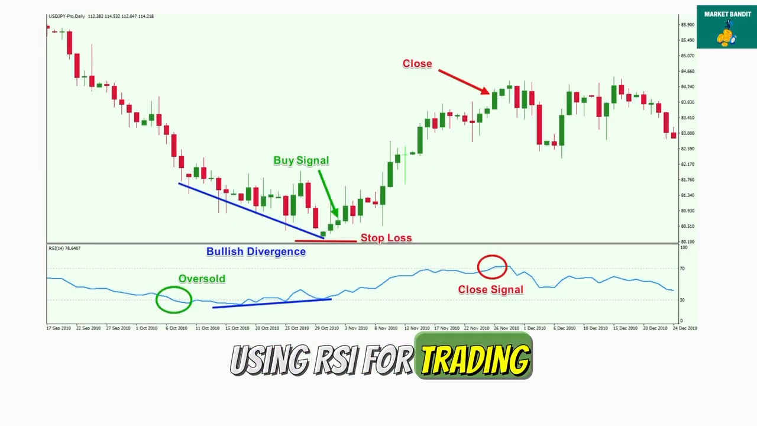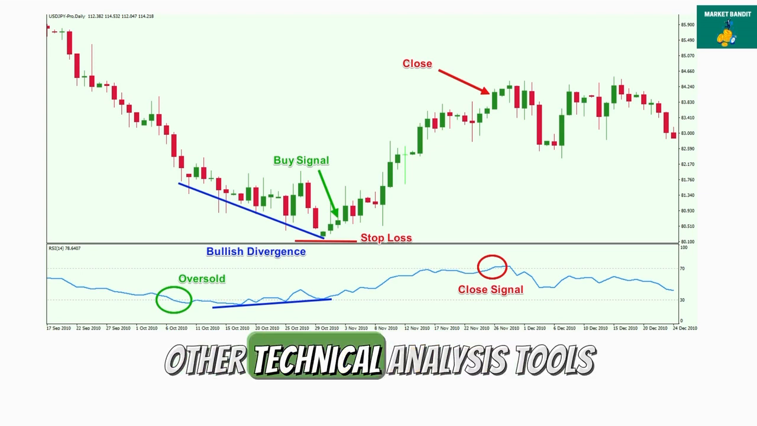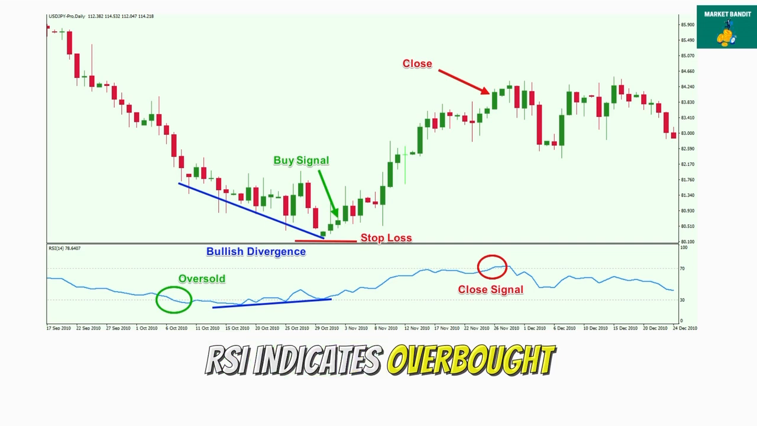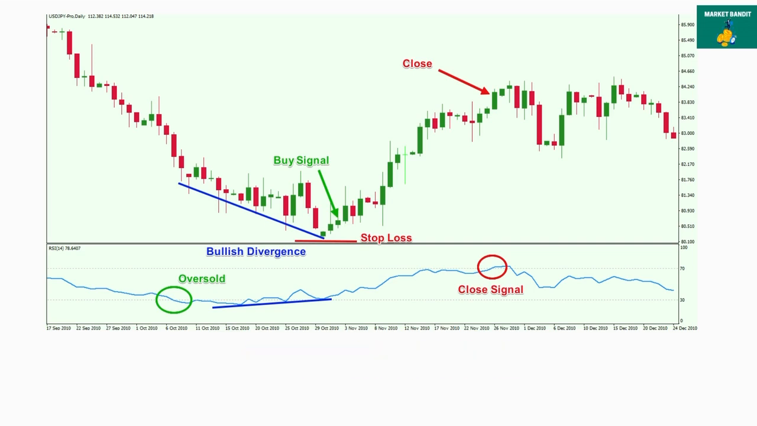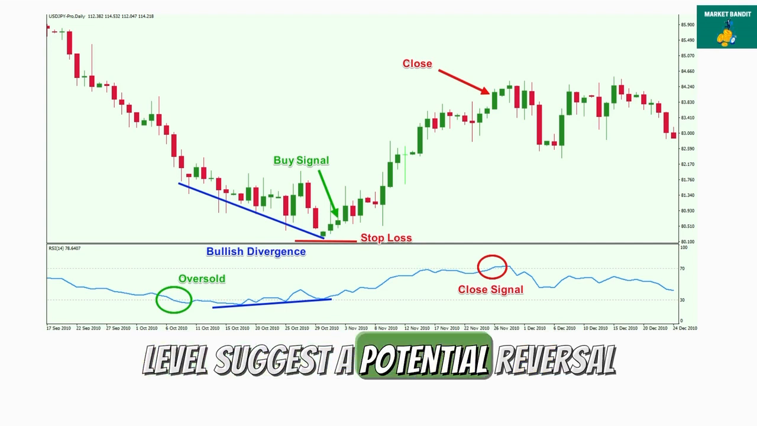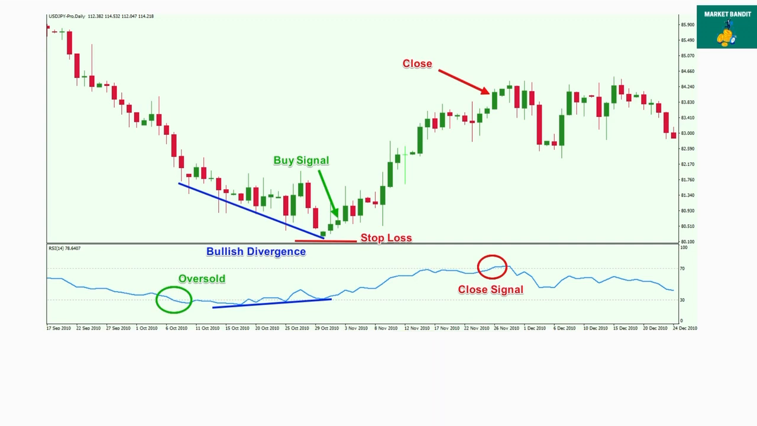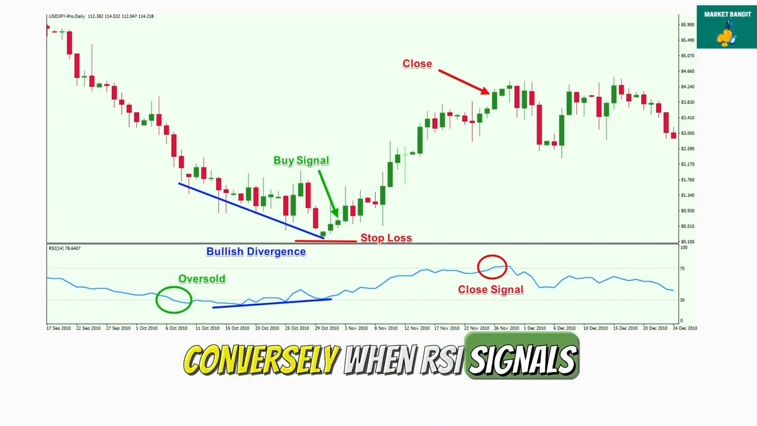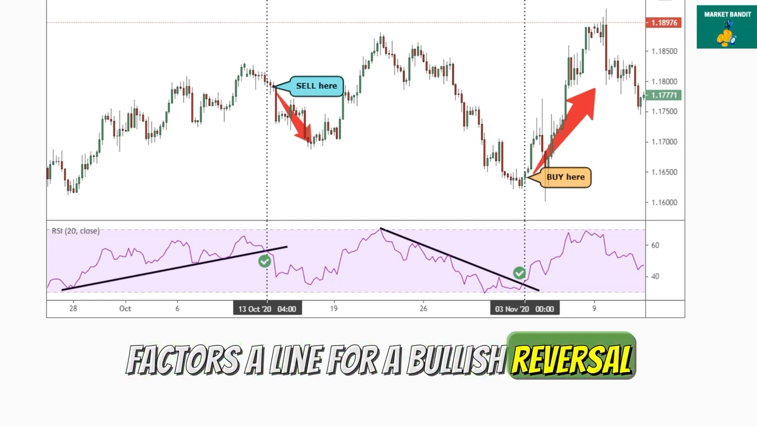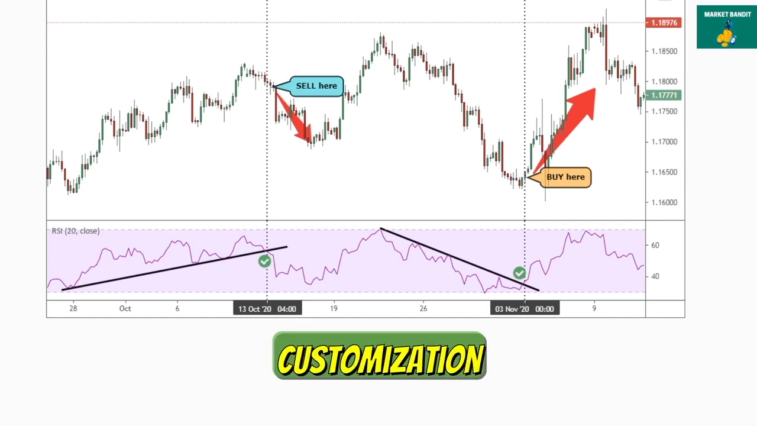Using RSI for trading decisions. Traders often use RSI in conjunction with other technical analysis tools. For example, when RSI indicates overbought conditions, above 70, and other indicators like candlestick patterns or support-resistance levels suggest a potential reversal, it can be a signal to consider selling or shorting. Conversely, when RSI signals oversold conditions, below 30, and other factors align for a bullish reversal, it can be a buying opportunity.